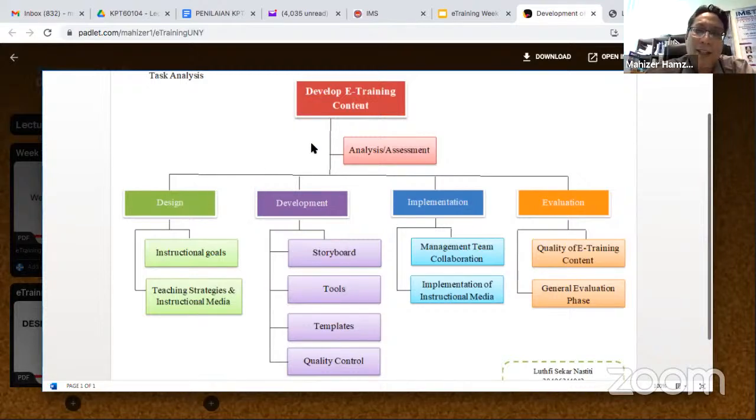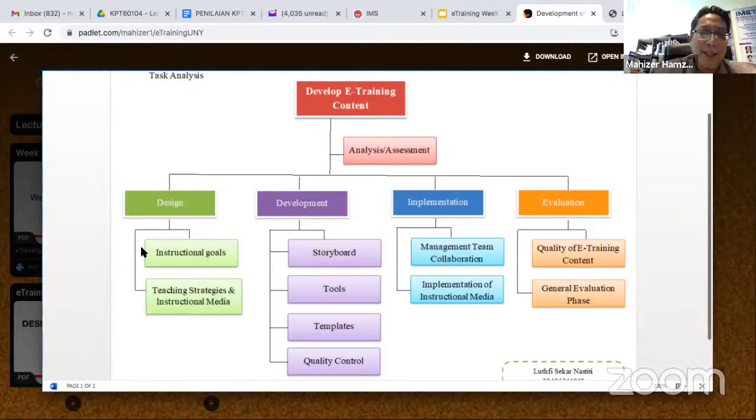Okay, maybe your main training module is to develop e-training content. Okay, and then what are the units covered? Okay, this is the unit covered. Now unit 1 is more on design. Okay, unit 1 is more on design. Unit 2, development. Unit 3, implementation. Unit 4, evaluation. And then what are the learning outcomes for every unit?